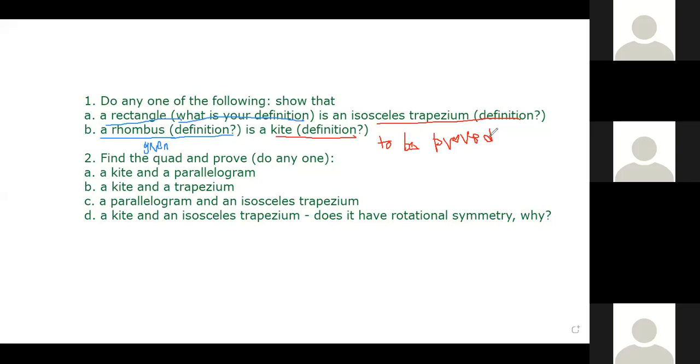Notice that in the second question, you still don't know what exactly you need to prove. You have to identify and then establish that identity. So that's a different kind of exercise.